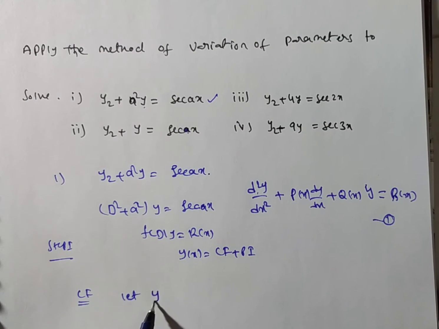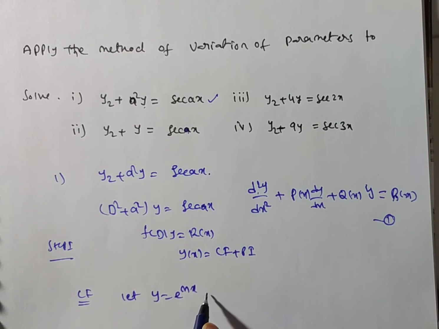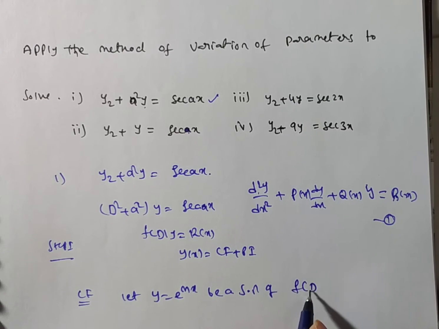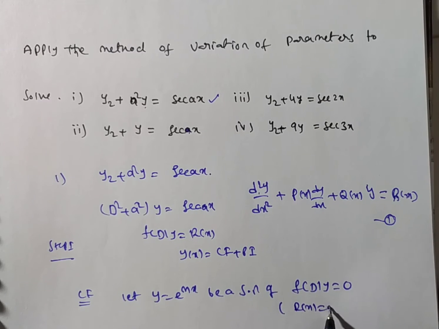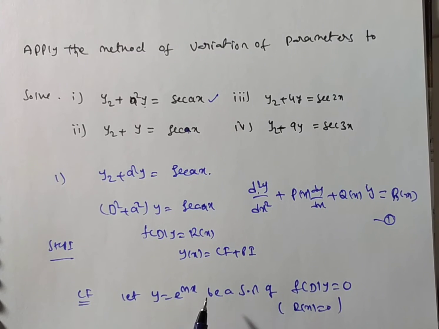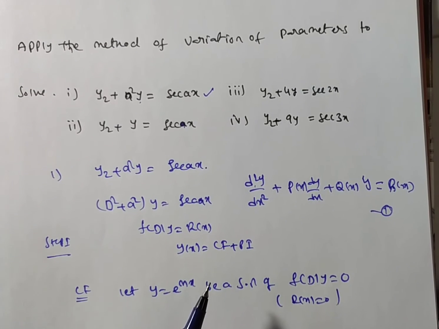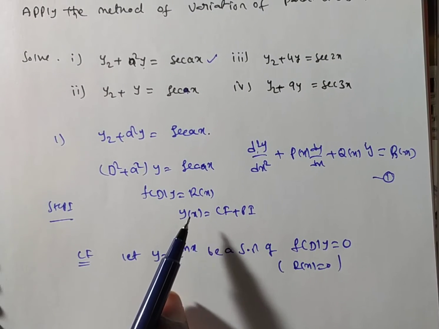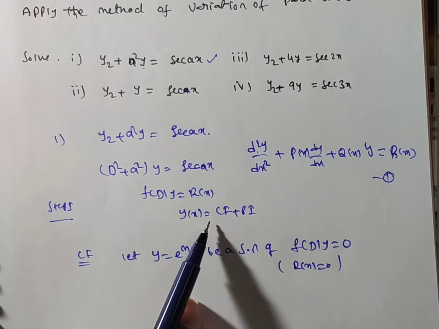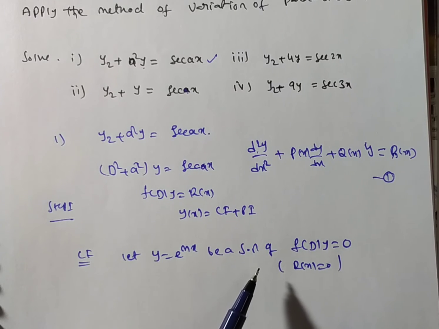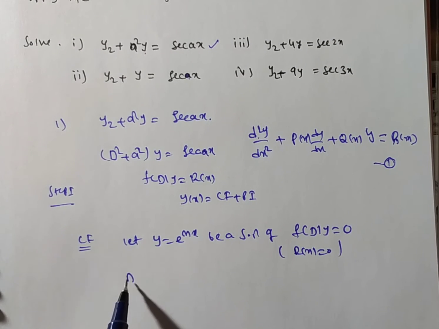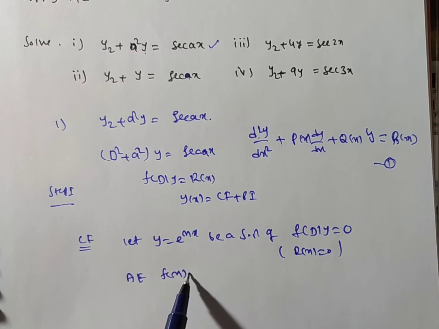Let y = e^(mx) be a solution of f(D) y = 0. Here we are taking r(x) = 0. Always, to find the complementary function, we do not take r(x); we treat r(x) as 0. In earlier videos we have discussed higher order linear differential equations, and the same procedure applies. So you will get the auxiliary equation f(m) = 0.